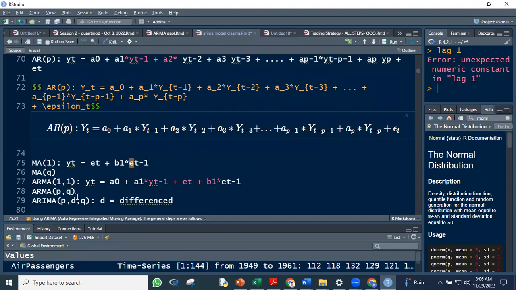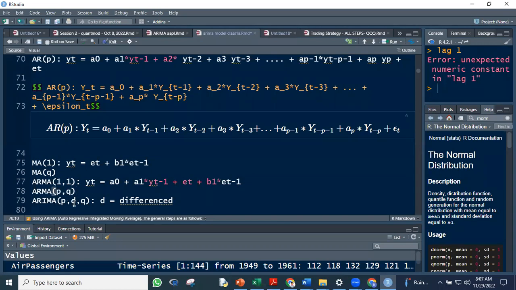Okay, so ang ARMA 1,1 is just the combination of the two. Kino-combine lang natin. So Y sub T is equal to, this is the AR component, A sub 0 plus A sub 1 times Y sub T minus 1, plus the error term, tapos ito yung MA component, itong portion na ito. Okay, so that's what we call an ARMA process.